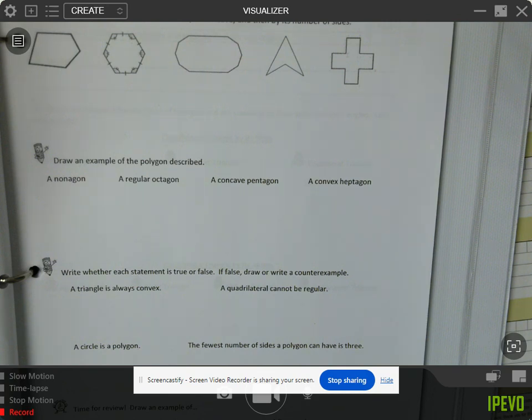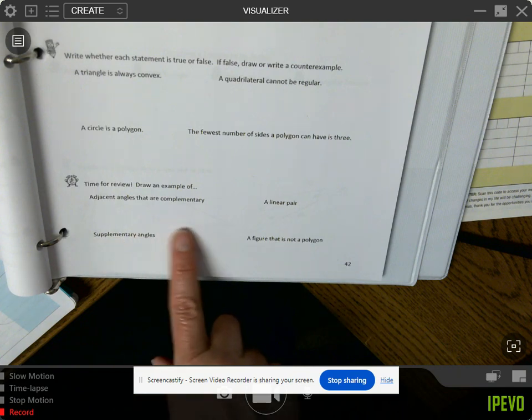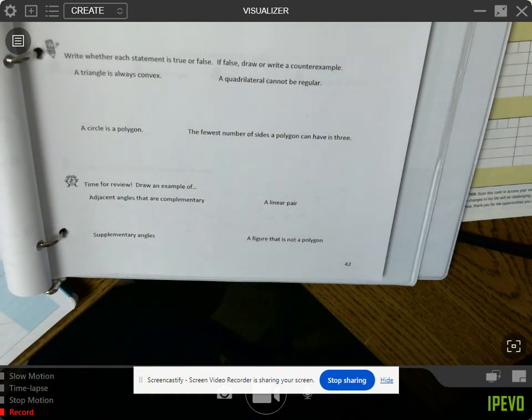Okay? So then it says, write whether each statement is true or false. If it is false, draw or write a counterexample. How can you prove that it is false? So draw or write something that proves that it is a false statement. At the bottom, we have our review section. So do your review at the bottom.